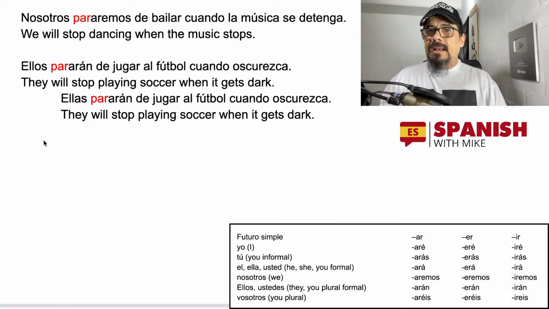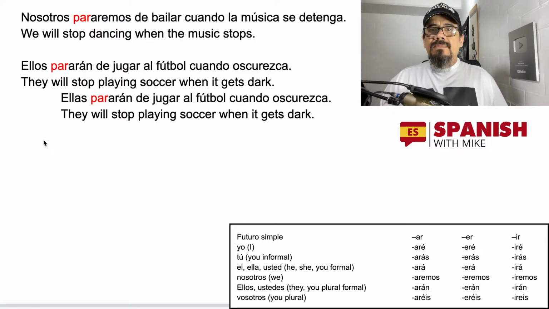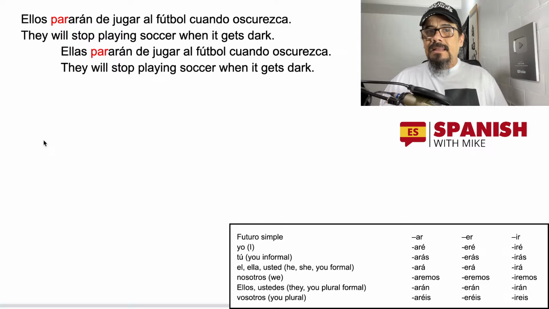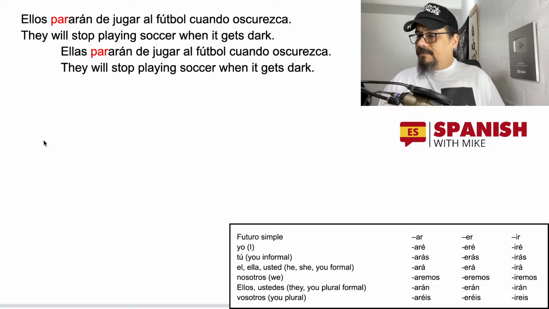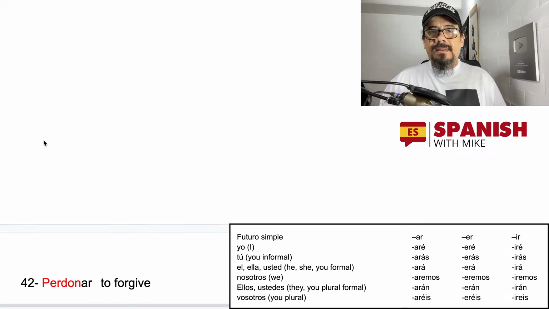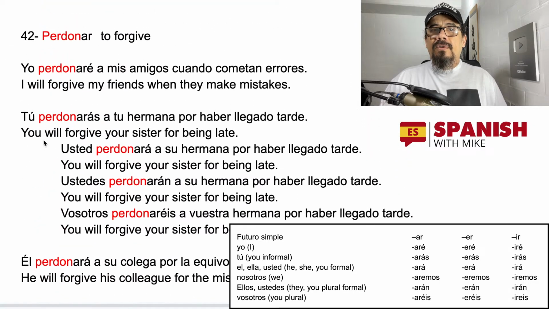Nosotros pararemos de bailar cuando la música se detenga. We will stop dancing when the music stops. Ellos pararán de jugar fútbol cuando oscurezca. They will stop playing soccer when it gets dark. Male. Ellas pararán de jugar fútbol cuando oscurezca. Female. Let's move to verb 42nd verb.